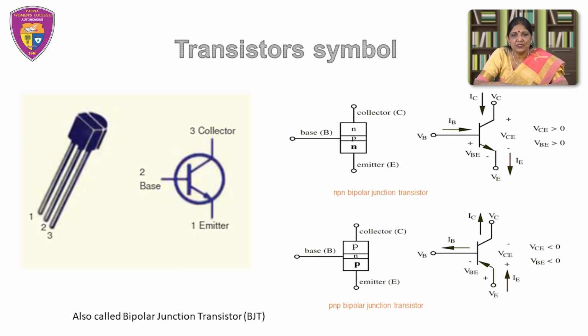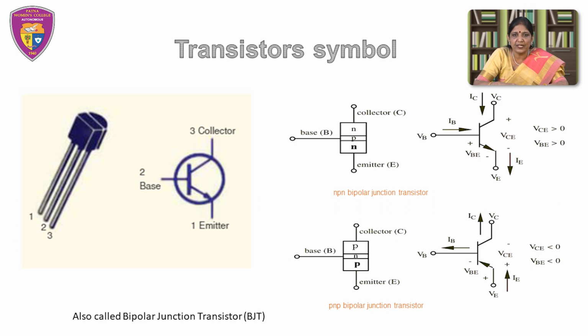Now coming to the transistor symbol. In the earlier diagram, the transistor has been shown in diagrammatic form. However, for the sake of convenience, transistors are represented by schematic diagrams. The symbols used for NPN and PNP transistors are shown in the figure. Note that the emitter is shown by an arrow which indicates the direction of conventional current flow with forward bias.